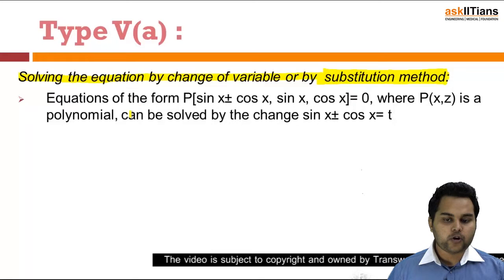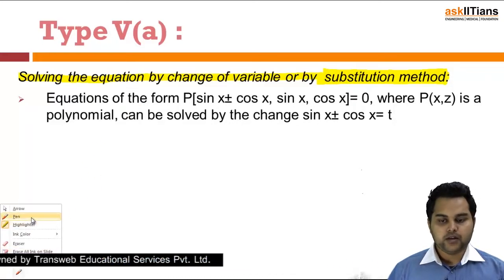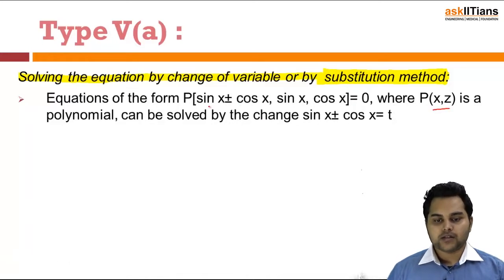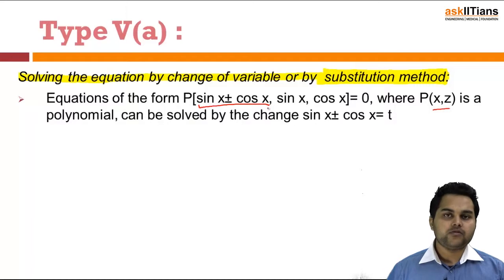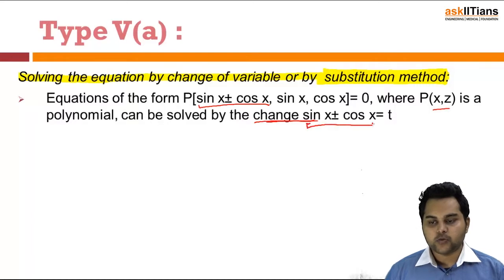Suppose the equation is of the form, let's say I have a polynomial p in terms of sin x and cos x, that is, a polynomial of the form sin x plus minus cos x, or just sin x into cos x, or sin x cos x is equal to 0. So that is a trigonometric equation. That can be solved by substituting sin x plus minus cos x is equal to t.